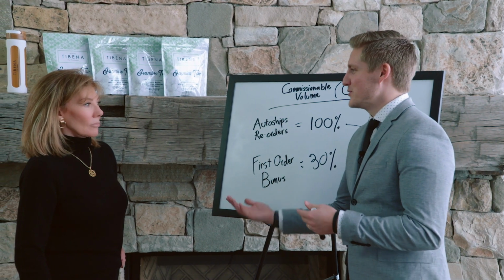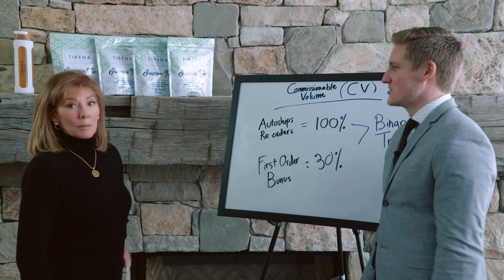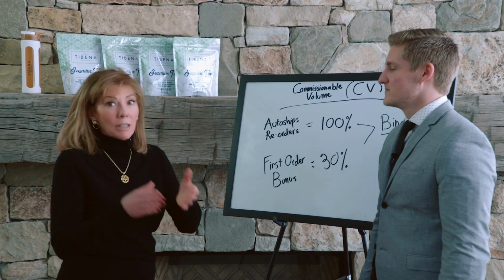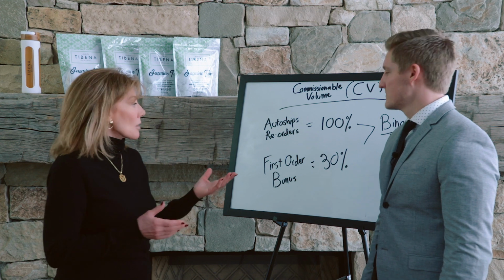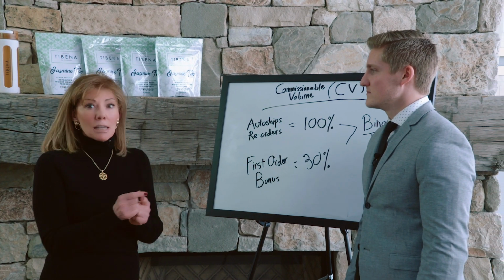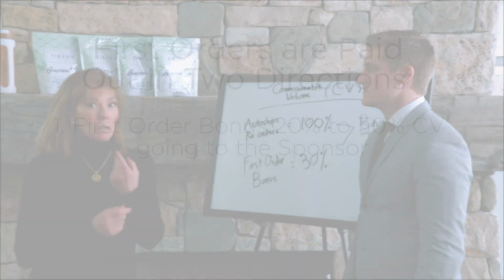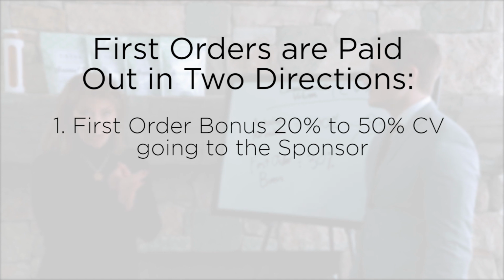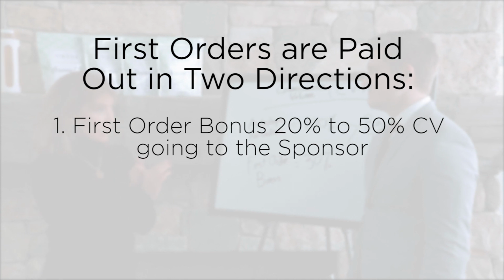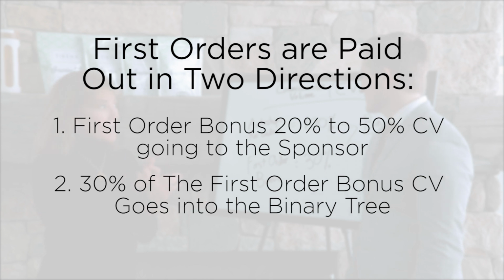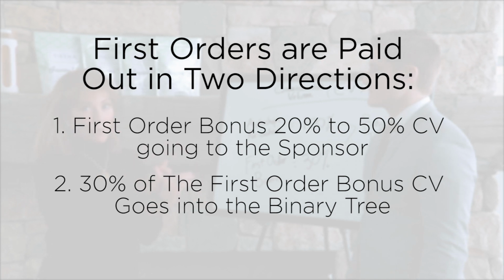And why is that special? You've seen it happen in your organization. It's really special because it helps build the binary tree and builds that residual income very quickly. So think about it, Gavin. Every first order that goes into the company is paid out in 2 directions. One is the FOB, or the first order bonus, that's 20 to 50%, going to the sponsor. And the second way is that 30% of the first order goes into the binary tree.